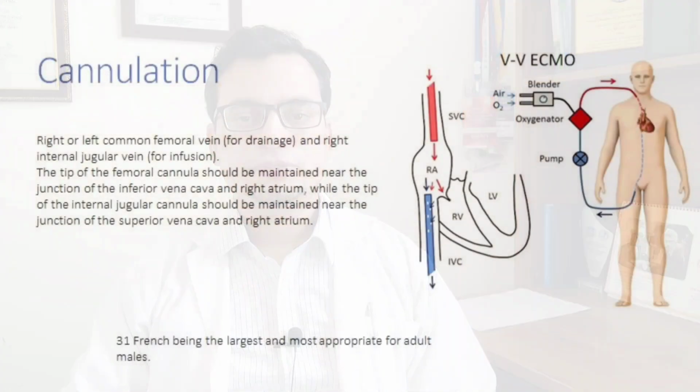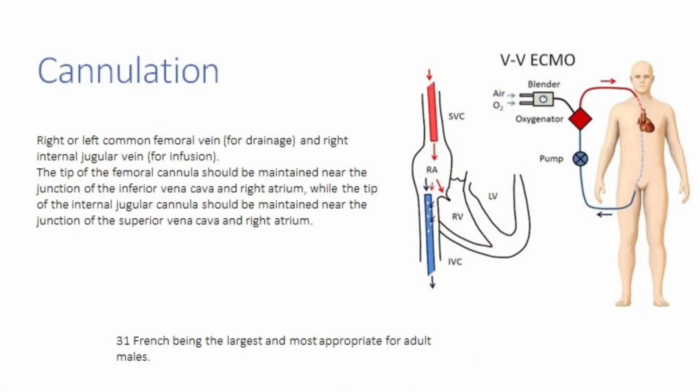Now regarding the cannulations. Right or left common femoral vein is used for the insertion of drainage cannula and the right internal jugular vein is used for the insertion of infusion cannula. So there are two types of cannula. The 31 French being the largest and most appropriate cannula size for adult males. The tip of the femoral cannula should be placed near the junction of IVC and RA, and the tip of the IJV cannula should be placed between the junction of SVC and right atrium.